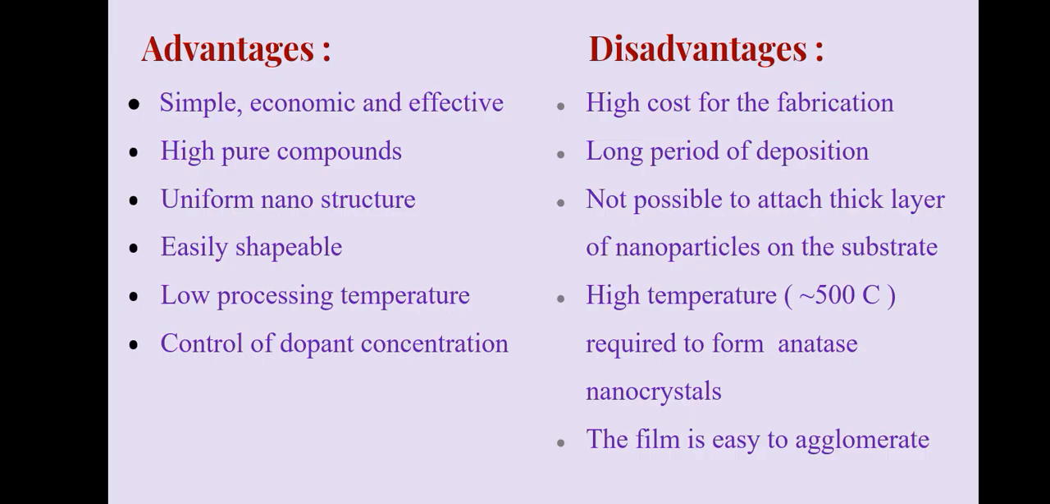Next are the advantages and disadvantages of the sol-gel process. The advantages are: it's a simple, economic and efficient method, highly pure substances can be prepared, uniform nanostructure, easily shapeable, low processing temperature and control of dopant concentration. The disadvantages are high cost of fabrication, long period of deposition, not possible to attach a thick layer of nanoparticles on the substrate, high temperature, that is 500 degrees Celsius, required to form anatase nanocrystals. The film is also very easy to agglomerate.